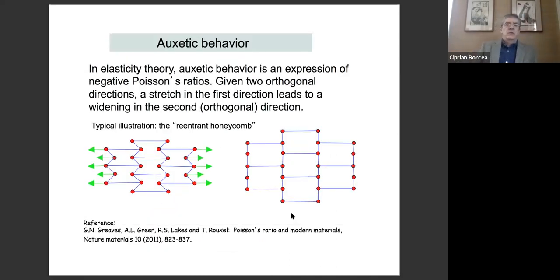So it's time to explain more precisely what an auxetic deformation is. If we go to the description which still prevails in materials literature, auxetic behavior has been defined in terms of what are called Poisson's ratios.